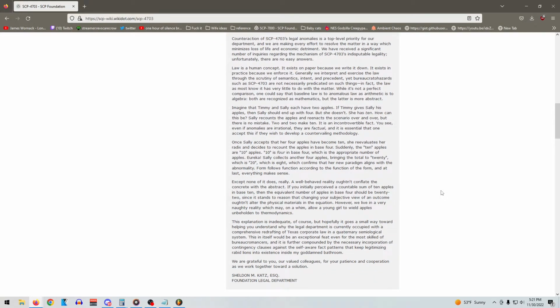Once Sally accepts that her 4 apples have become 10, she reevaluates her radix and decides to recount the apples in base 4. Suddenly, 10 apples are 10, and 10 is 4 in base 4, which approximates a number of apples. Eureka! Sally collects another 4 apples, bringing the total to 20, which is 20, which is 8, which confirms her new paradigm aligns with the abnormality. Form follows functions according to the function of the form, and at last, everything makes sense.